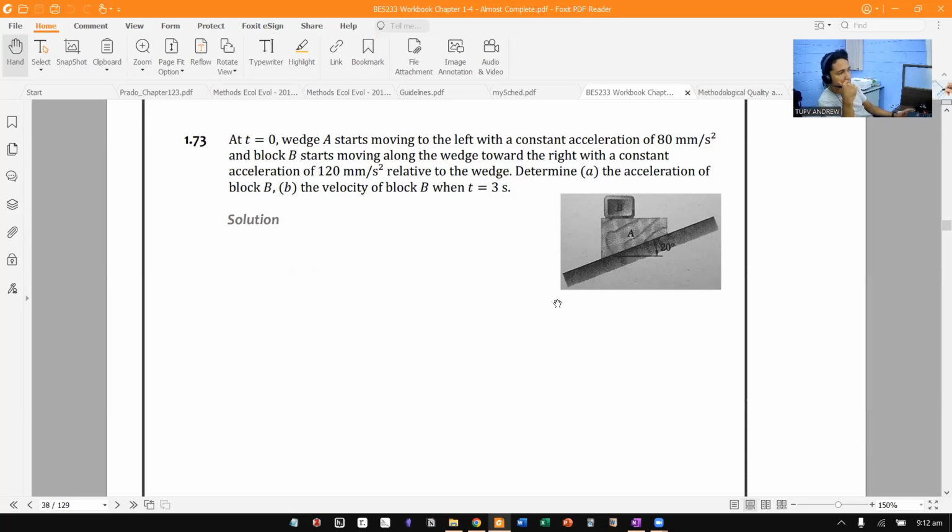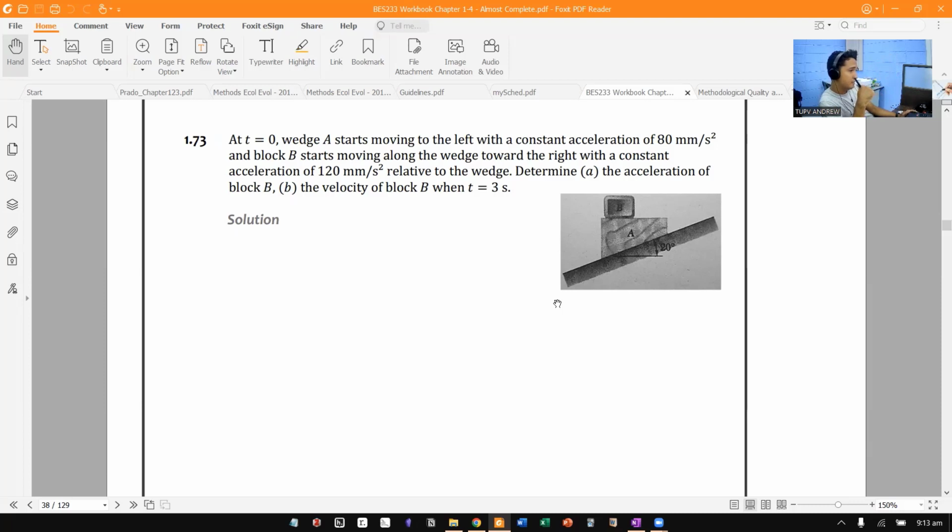At time equals 0, the wedge A starts moving to the left, okay? With constant acceleration of 80 mm per second squared. To the left, if it is constrained, giving motion. In this case, I'm trying to do 20 degrees. So the best interpretation of moving to the left is not perfectly horizontal to the left, because that would be unrealistic. Moving to the left means 20 degrees inclined, but leftward.